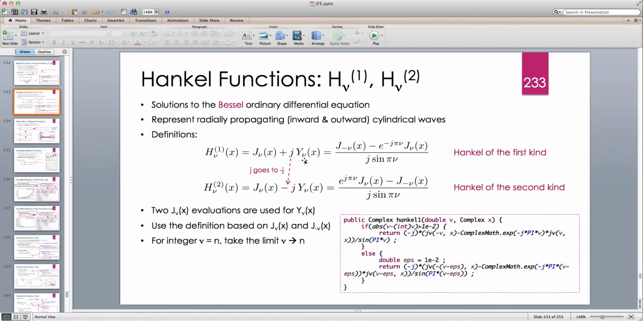Only when j nu of x and y nu of x are real numbers, Hankel 1 and Hankel 2 are complex conjugates of each other. So I want to make sure that you understand this. The way to go from Hankel 1 to Hankel 2 is to wherever you have j, you set it to minus j. So in this definition for Hankel 1, here I have j here, e to the minus j, I set it to e to the plus j, all right? And then j in the denominator becomes minus j. And then we combine minus with the numerator, it becomes e to the plus j pi nu j nu minus j minus nu, all right? So whenever you have j, you set it to minus j.